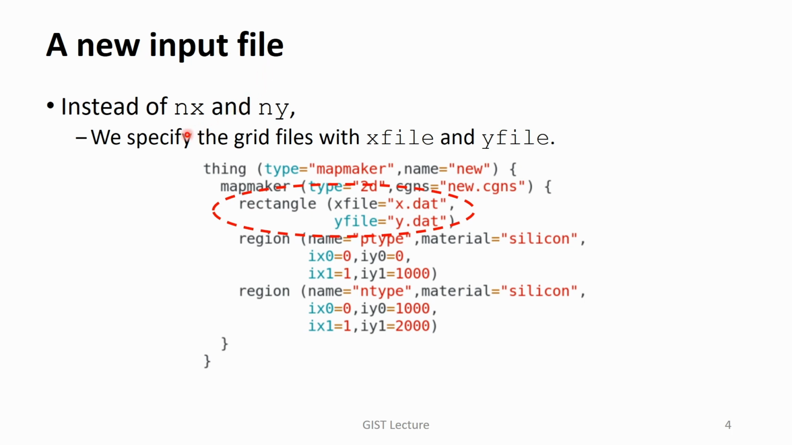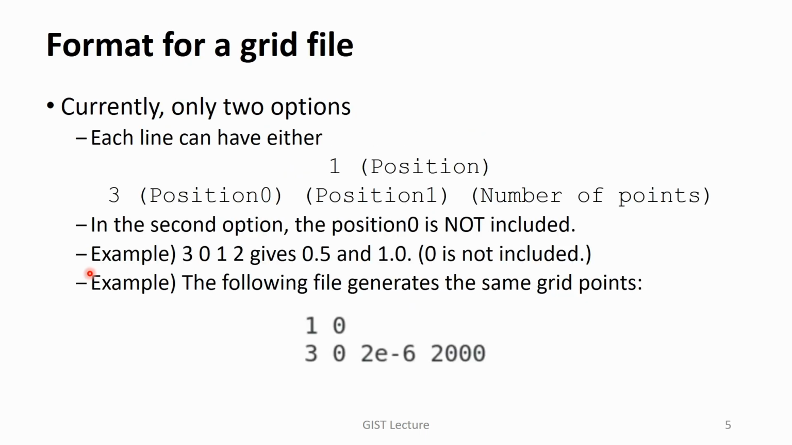Instead of specifying nx and ny for uniform grids, we specify the names of grid files. For example, in order to create the same structure, our rectangle part can be rewritten. Of course, we must provide two grid files, x.dat and y.dat. The format for a grid file is explained.